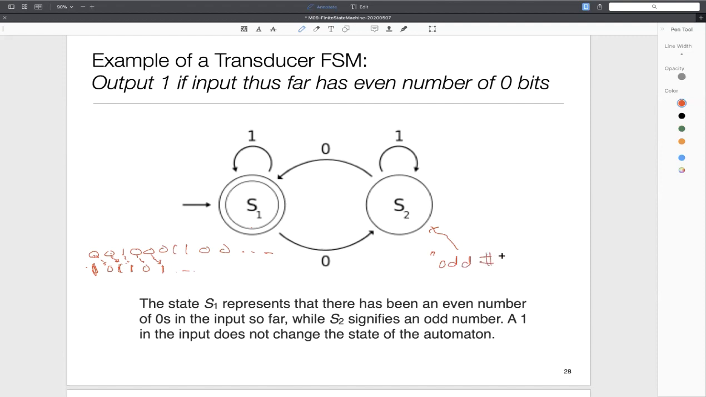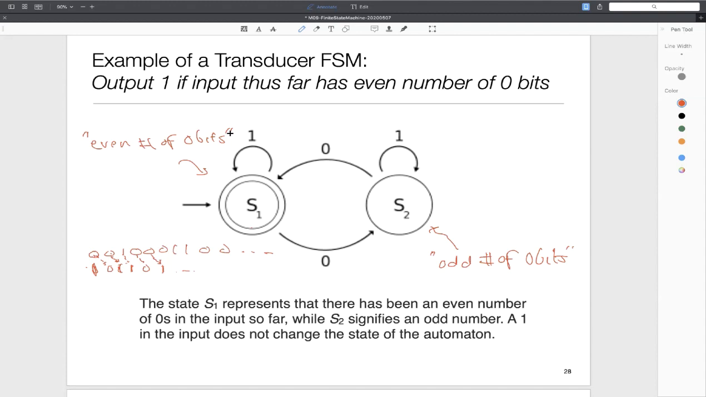But S2 indicates an odd number of 0 bits, and the meaning of this guy S1 is an even number of 0 bits. Okay, so we basically flip flop between S1 and S2 every time we get a 0, and we stay put in those states as long as we are getting ones. So that's relatively conceptually straightforward.